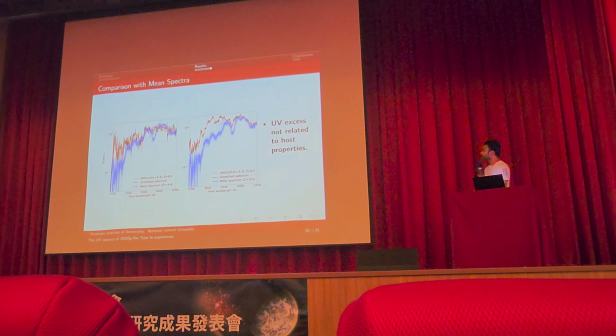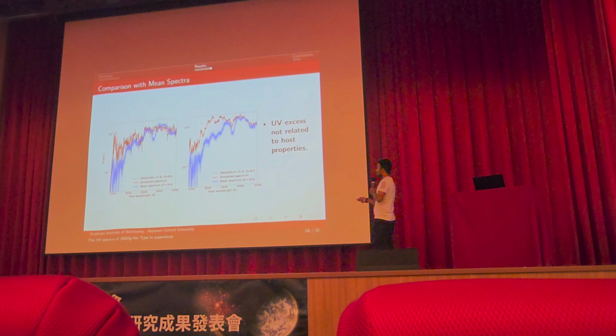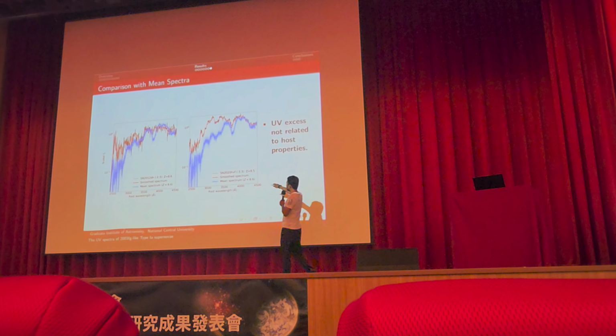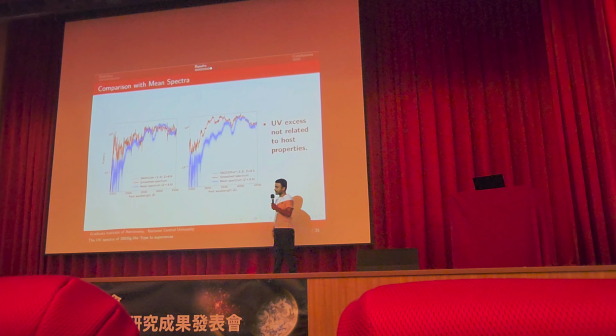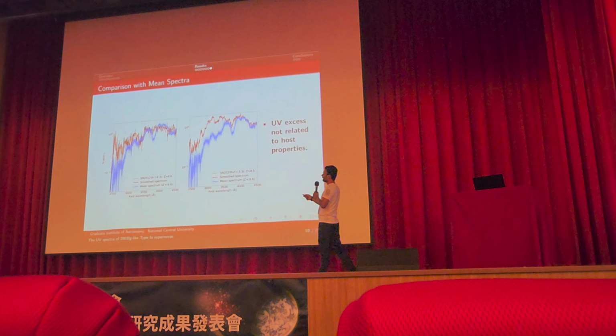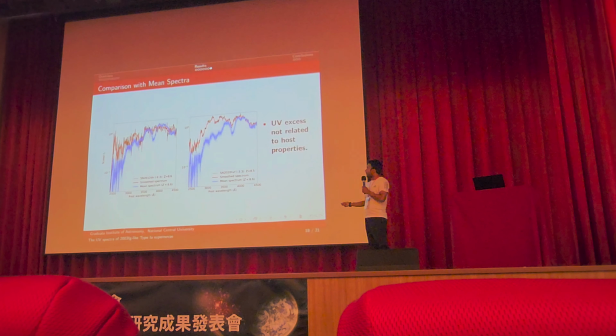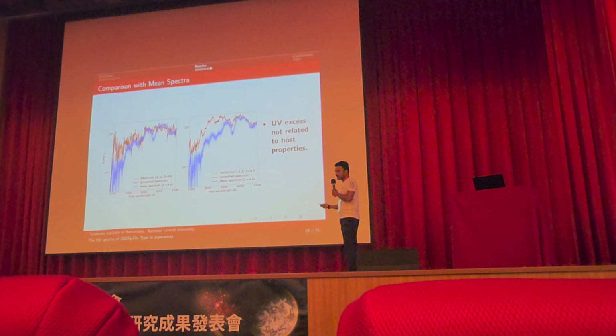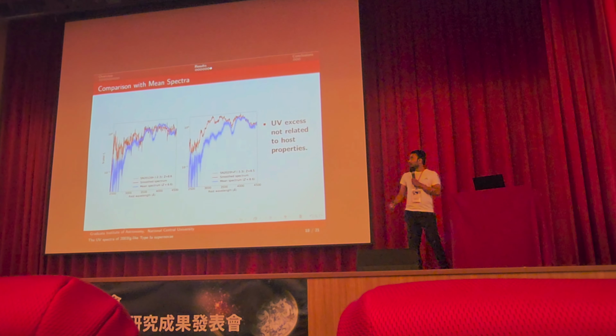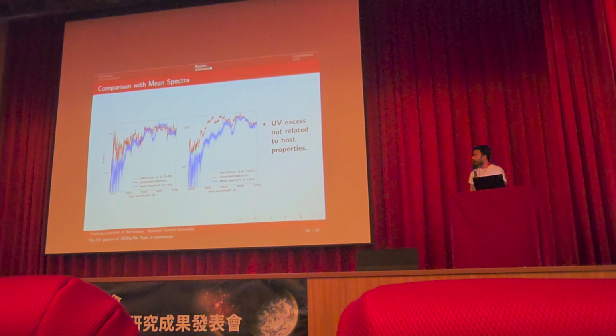I also repeated the same thing with the metallicity. This object's metallicity is 8.5, and I compared it with the mean spectra for which the metallicity is less than 8.6, and I get the same result. They do not agree.